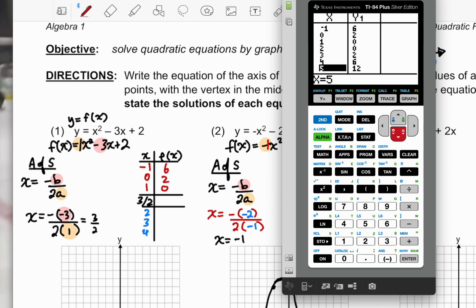You don't see the 3 over 2 there, so we gotta handle that in a sec. And then 0, 2, 6 on the other side. You can't just have this mentality of like, well, it's not in the table of values, so I don't have to worry about it. Well, no, you got to account for the vertex. It's one of the most important points on the graph.